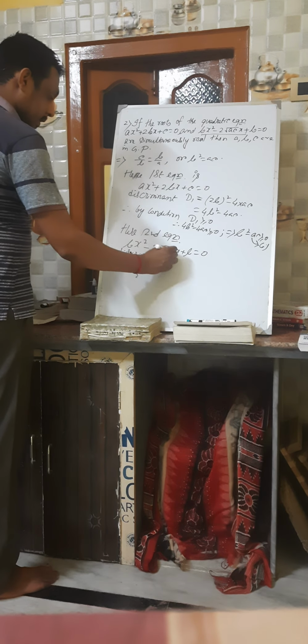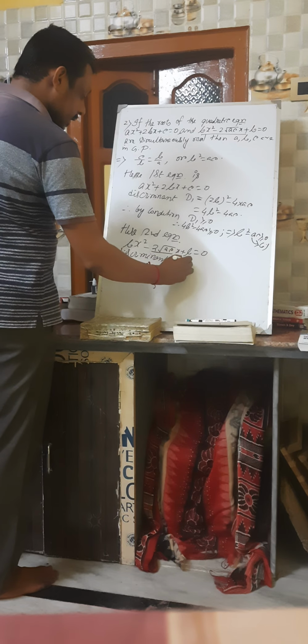Here second equation. What is the second equation? This one. What is this? bx square minus 2 root ac plus x plus b equals to 0. So what is the discriminant? Discriminant is b square minus 4ac. What is b? Minus 2 root ac. That means minus 2 root ac whole square minus 4ac.